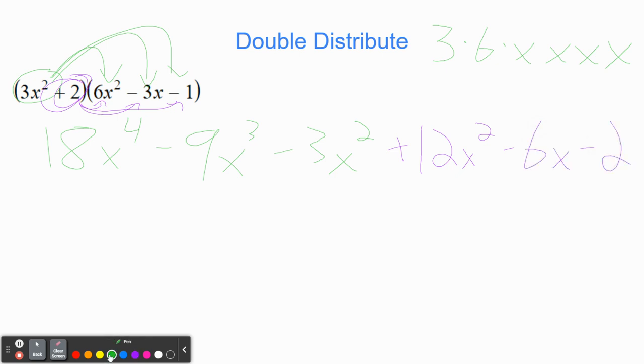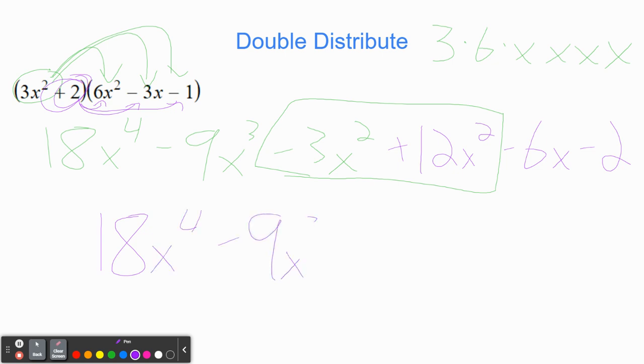All right, let's find our combining of like terms. I see x to the power of 4, x to the power of 3. Here we go. Got some x to the power of 2. That's not very much. That's nice. So our final answer is almost done. 18x to the fourth power minus 9x to the third power, 12 minus 3 is positive 9x squared, minus 6x minus 2. Good. Hopefully this way is making some sense.